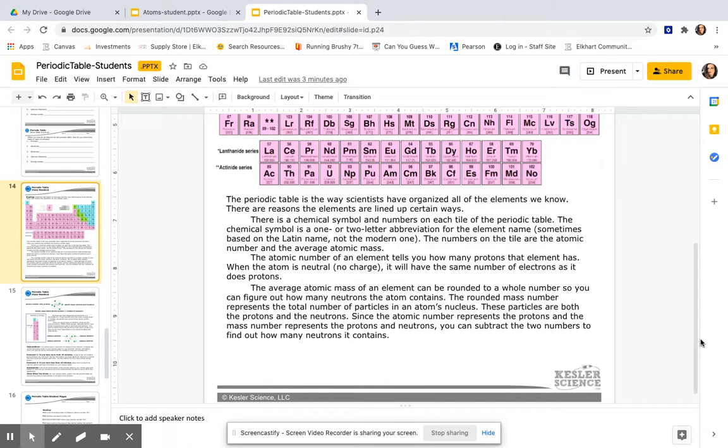The average atomic mass of an element can be rounded to a whole number so you can figure out how many neutrons an atom contains. The rounded mass number represents the total number of particles in the atom's nucleus. These particles are both the protons and the neutrons. Since the atomic number represents the protons and the mass number represents the protons and neutrons, you can subtract the two numbers to find how many neutrons it contains.